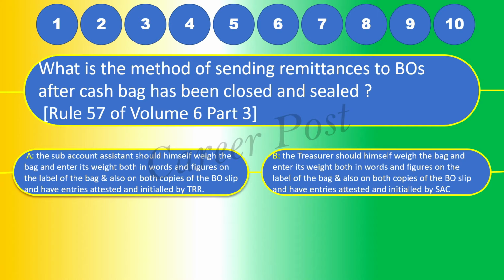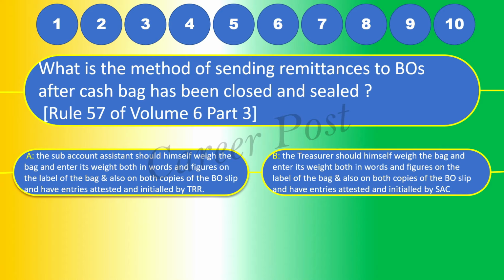SAC means sub-account assistant. Second option. What is that first option? Sub-account assistant should weigh the bag and enter the weight both in words and figures on the label. That means on the label he has to write the weight of the bag in words and figures, and on both copies of the BO slip, in which the amount of cash sent is written, he has to get it initialed by the treasurer, on the carbon copy as well as the original copy. Whether that is the correct method for sending the remittances to BOs after cash bag has been closed and sealed.